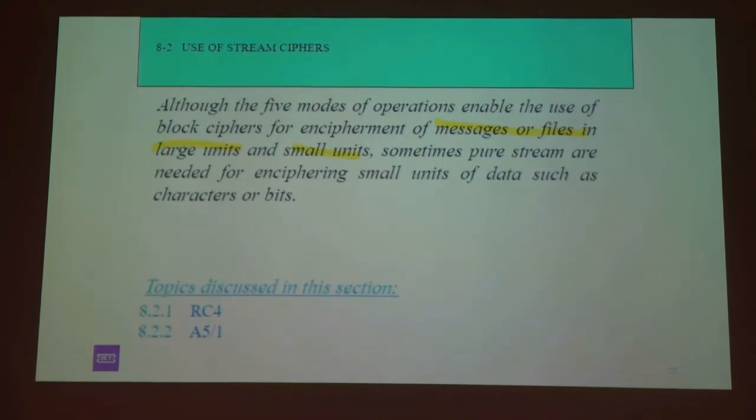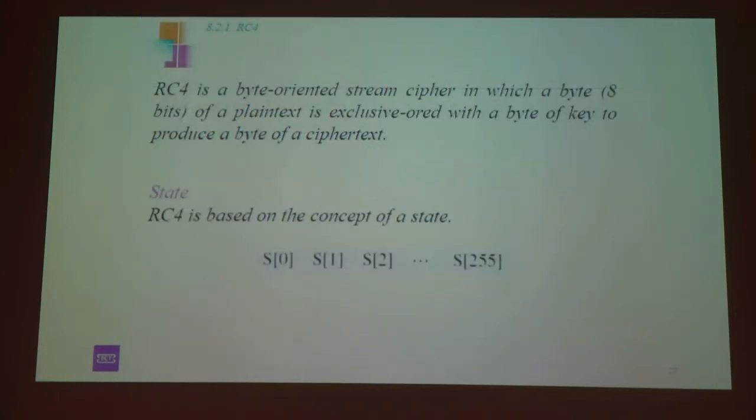So examples, the RC4 and the A5/1. A5/1 is used in GSM. And RC4 is byte oriented, so you encrypt byte after byte. It's a stream cipher in which a byte, 8 bits, of plain text is exclusive ORed with a byte of the key. So the key is a byte, the data is a byte, the output is a byte. P is a byte, key is a byte, and C is a byte, right?